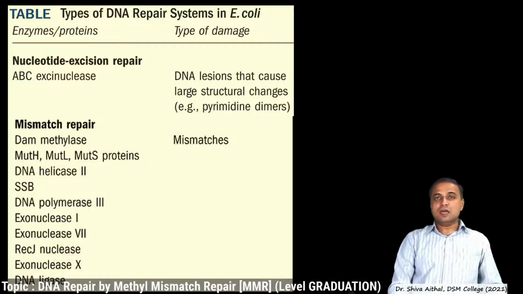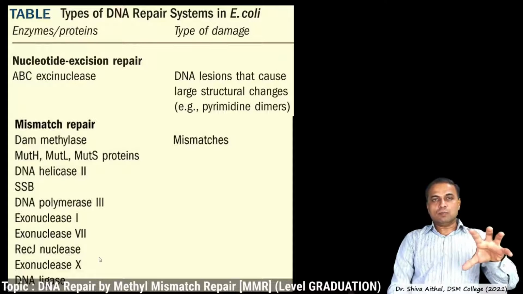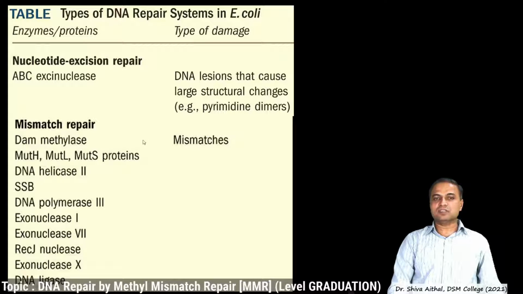replication process. Apart from this, MutH, MutL, MutS proteins, as you saw in the animation, DNA helicase, that is the one which unwinds, UvrD protein, SSB protein, DNA polymerase 3, exonuclease 1, exonuclease 7, RecJ nuclease, exonuclease X, DNA ligase. These enzymes across all domains of life forms are brought at one place, these function for the mismatch repair system to function.